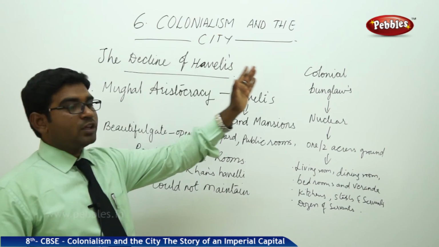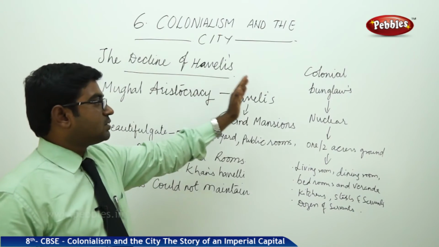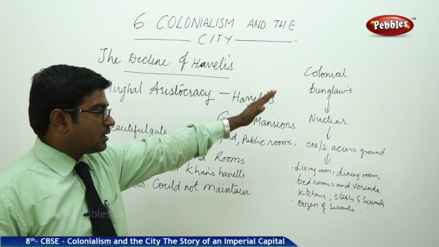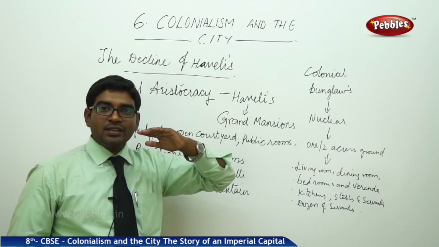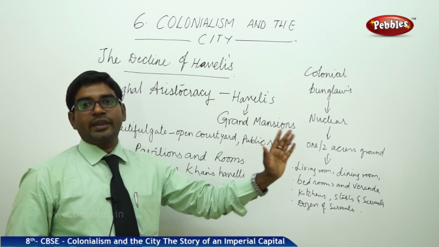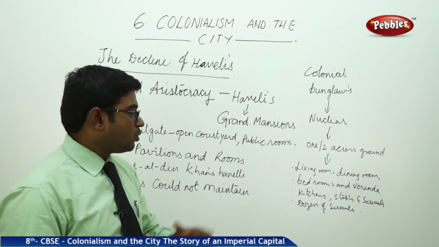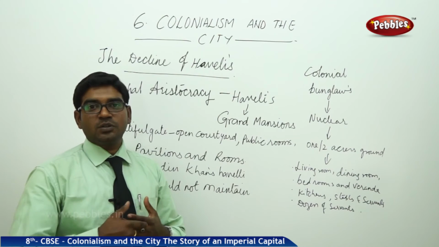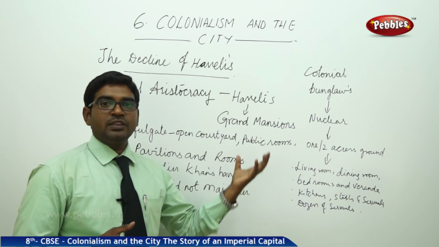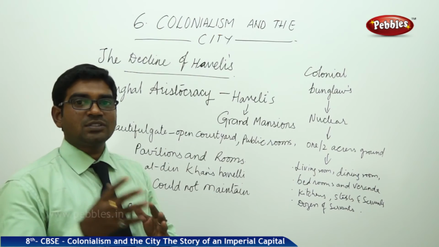But when it comes to the colonial bungalows, these are completely different from the Havelis of the Mughal aristocracy. They were constructed for nuclear families to stay in, and are largely single-storied with a pitched roof, on around 1 to 2 acres of open ground. They had a living room, a dining room and bedrooms, and if possible a veranda on three sides. They used to have the kitchen, the stables and also many servant quarters in a separate building.